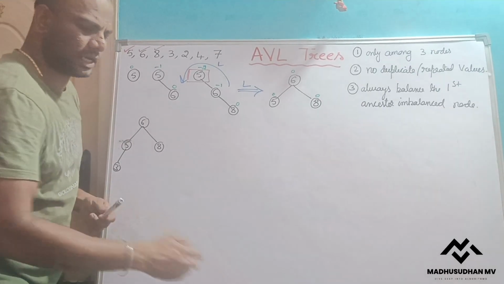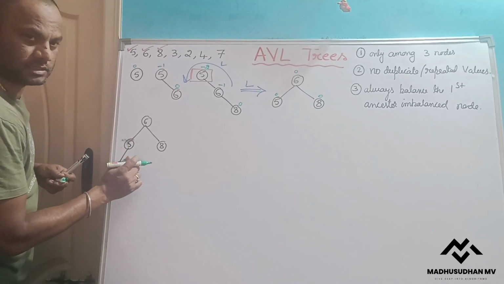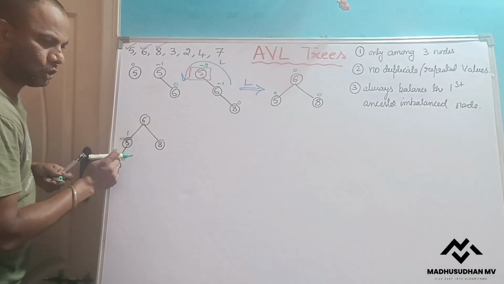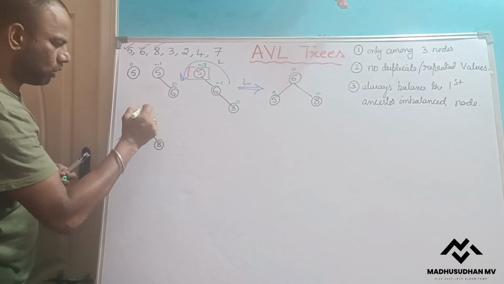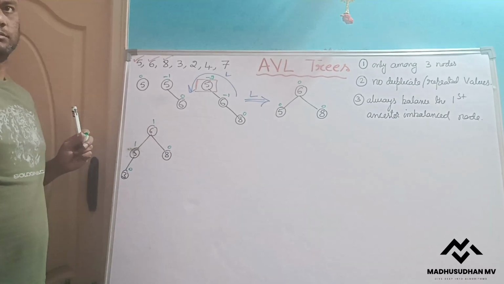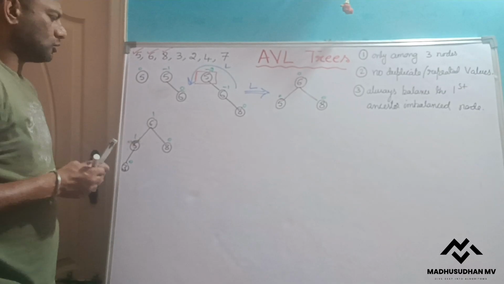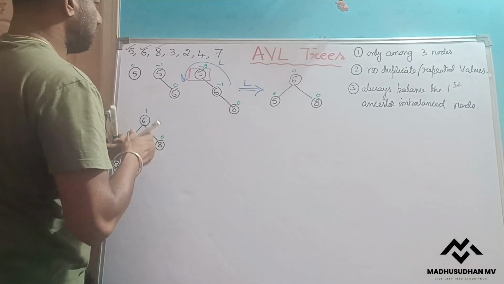Now again, check its balance factor. Leaf node 0. 1 minus 0, 1. 2 edges, 2 minus 1, 1. The root node is 0, perfectly balanced. All the nodes' balance factor is either 0 or 1. Okay, fine. So this element is also done for me.